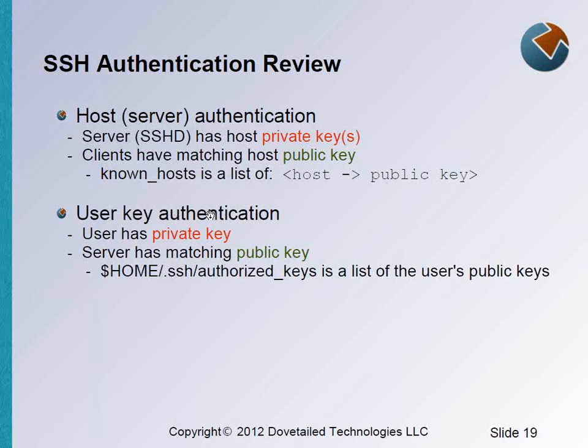With user key authentication, the roles are reversed. The user has a private key. The server has a matching public key, which, if you're using files, is the authorized keys file in the home directory of the user ID you're logging into. This is a list of all the public keys that will work. So any private key that matches one of these public keys in this list will work. So the roles are reversed. In this case, the client, the user, is Alice, and the server is Bob, right?